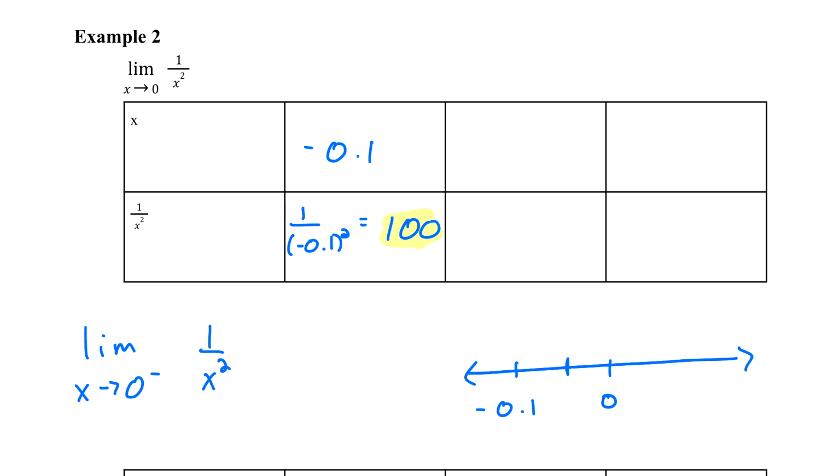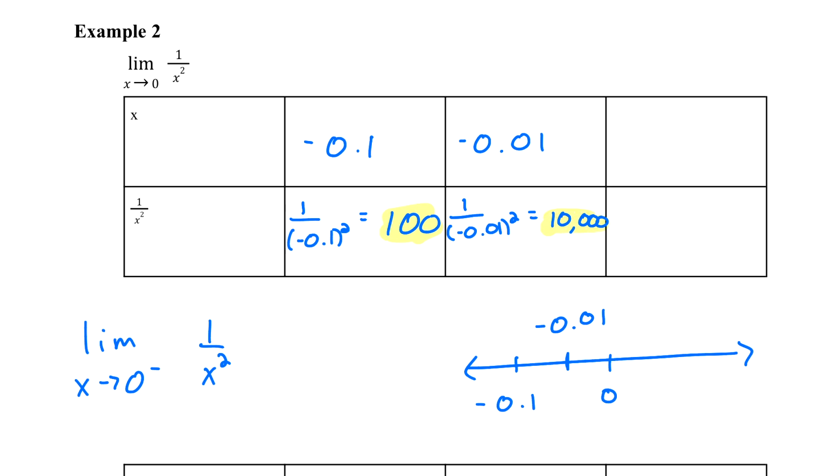How about we take an x value this time of -0.01. We'll move within 2 decimal places. So if I were to take -0.01 and plug that into my function, I'd have 1 divided by -0.01 squared. This time when we plug that into our function, we'd end up with 10,000. So we have a much larger y value this time.